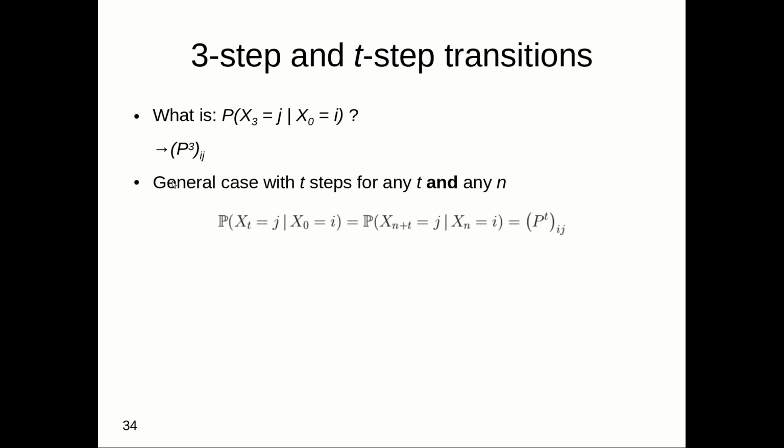And the general case with t steps, for any t and any time n, is that the conditional probability of being in state j at time t, given that we were in state i at time 0, equals the conditional probability of being in state j at time n plus t, given that we were in state i at time n. And this is just the transition matrix raised to the power of t.